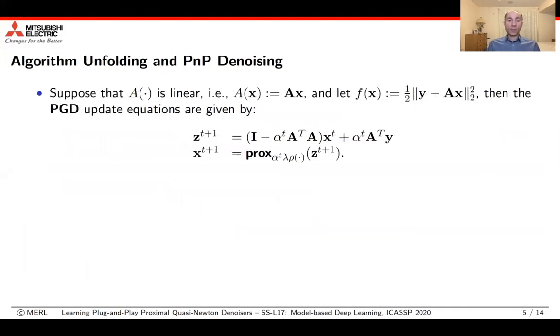Now, when we compare the structure of unfolded algorithms to plug-and-play denoising, let's consider first the case where A is linear. So A of x is equal to A times x, and we assume that f of x is the Euclidean distance between y and Ax. In this case, we can write z as (identity minus alpha times A transpose A) times x, plus alpha A transpose y, and then we apply the proximal mapping to that z.